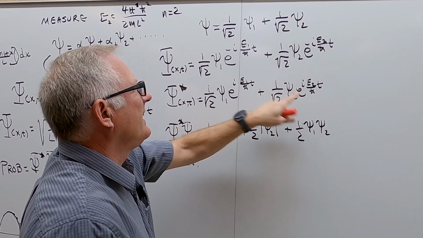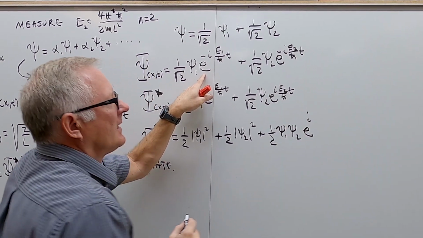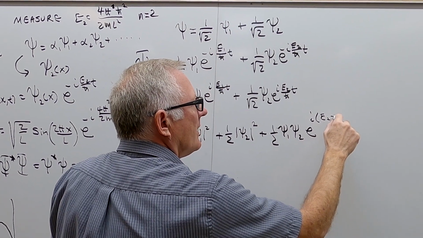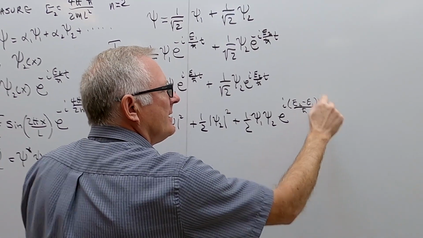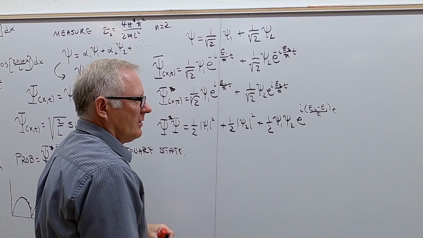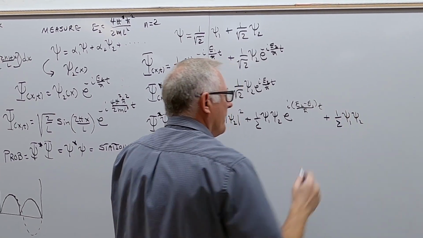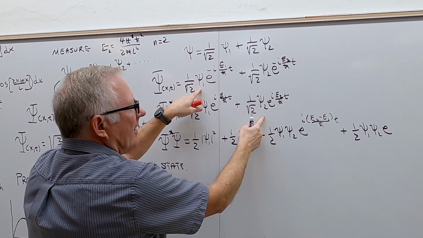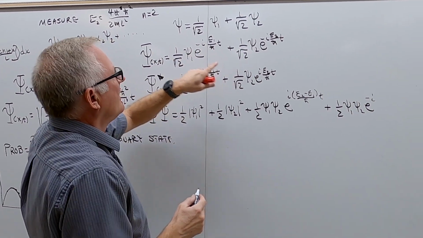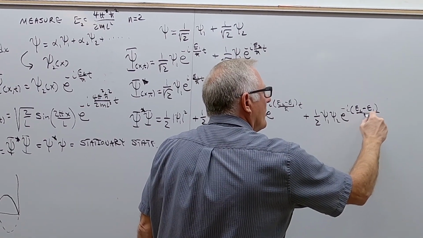E, I can pull the e's out, and it's just e to the, I'll pull out the i. If I pull out the i, I guess I can just say it's E2 minus E1 over h bar t. So that's what I get when I multiply these two. And now I just have to multiply those two together. So I also get a plus 1/2 psi 1 psi 2. E, when I multiply these out right here, I'll pull out the minus i. And we get E2 minus E1 again, E2 minus E1 over h bar t.